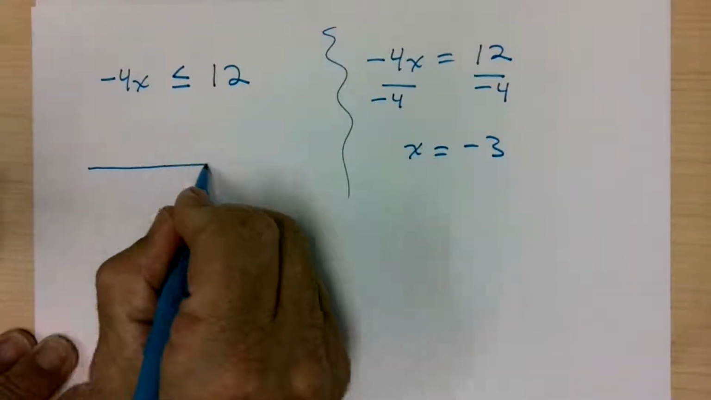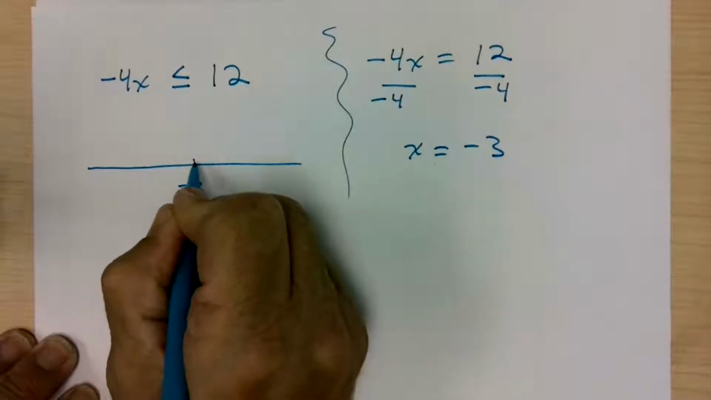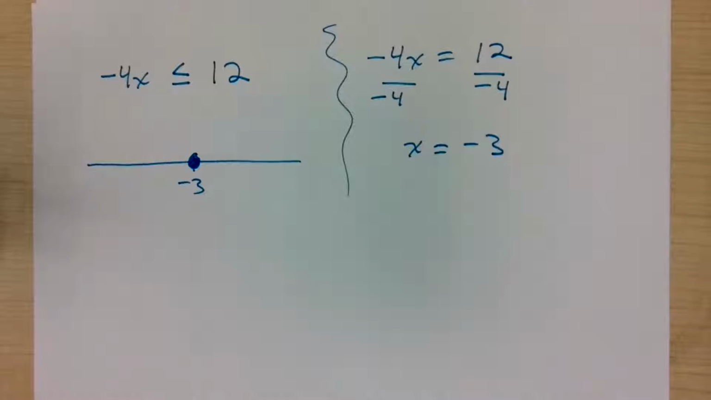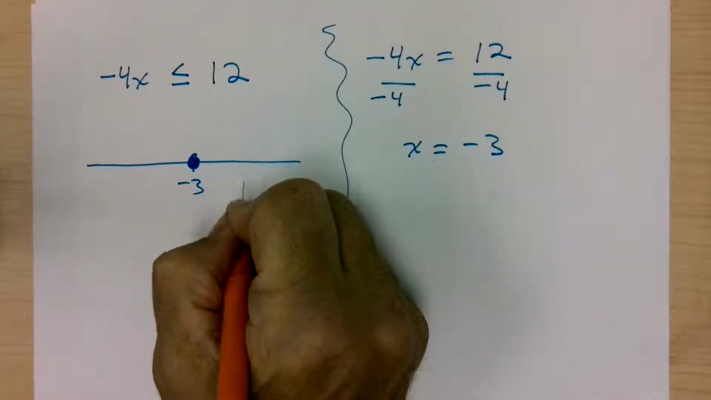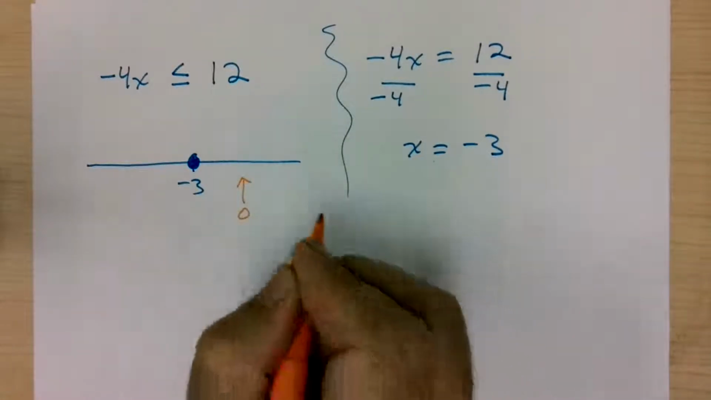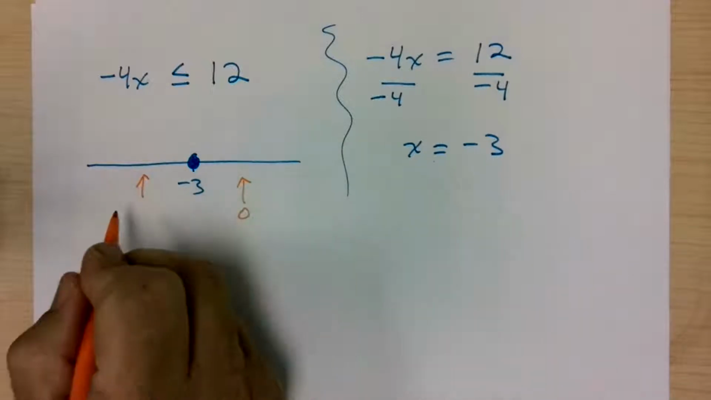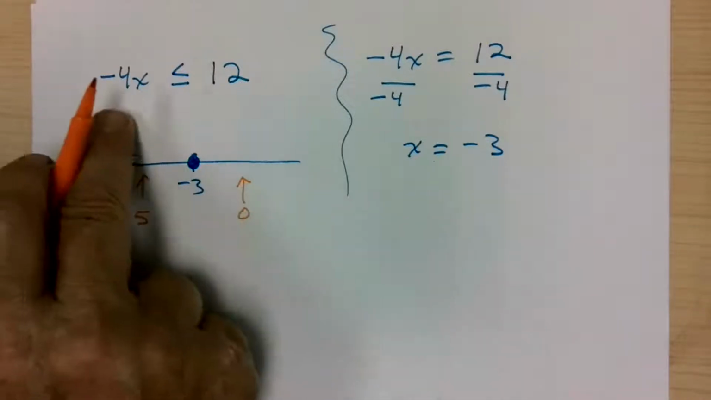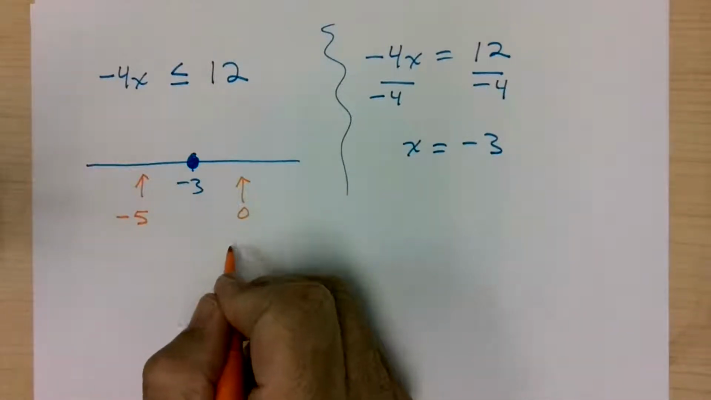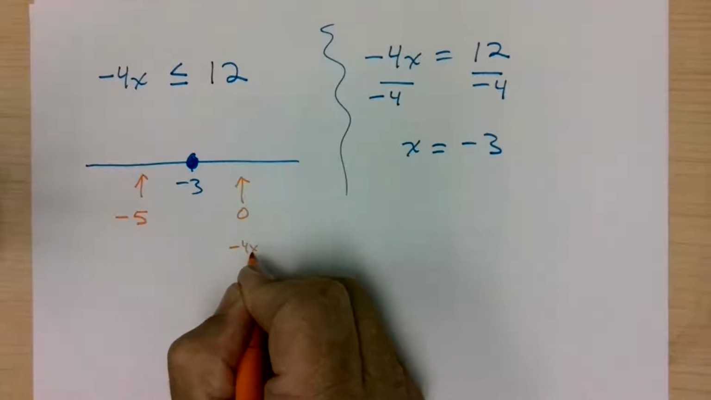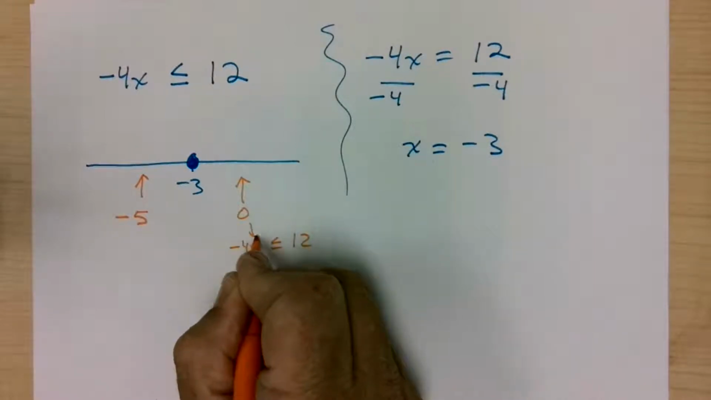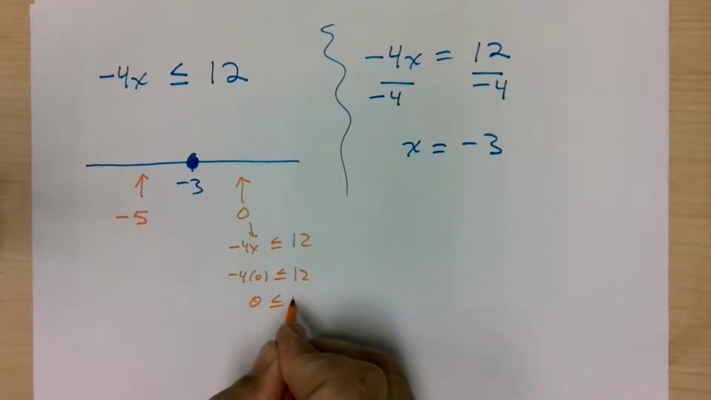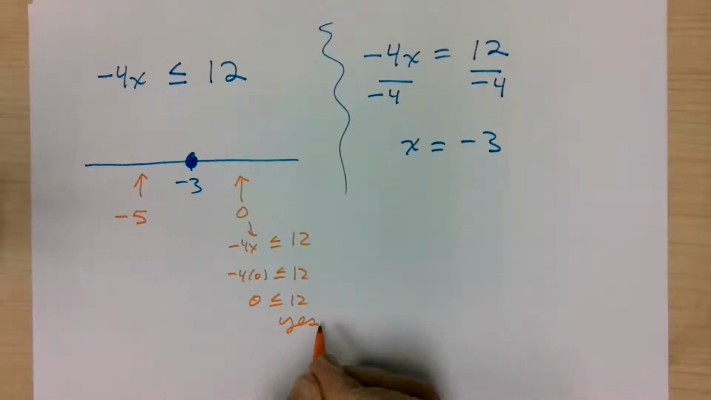So I lay out my number line with negative 3 in the middle. That is a solid dot. I'm going to choose numbers on each side of that negative 3. To the right of negative 3 could be 0. I always like 0. That's the easiest thing to plug in. To the left of negative 3 might be negative 5. And we're going to check to see if the original inequality is true or not. So I have negative 4x less than or equal to 12, plugging in 0. Negative 4 times 0 less than or equal to 12 is 0 less than or equal to 12. That's yes. So I'm going to shade that side.